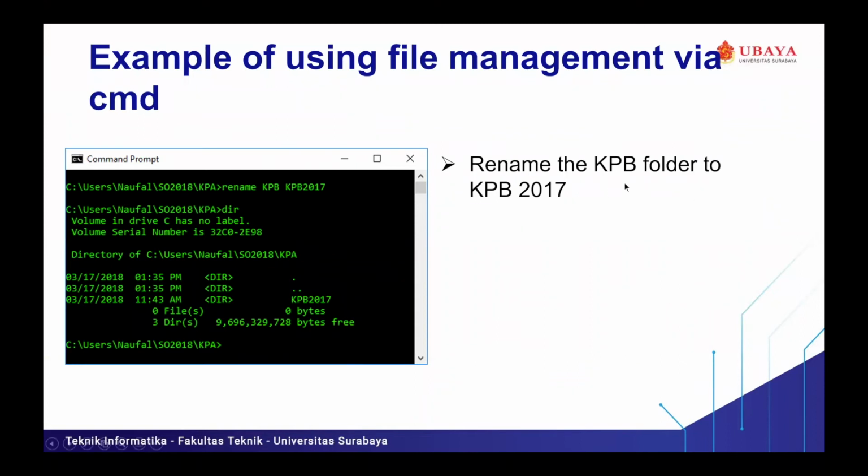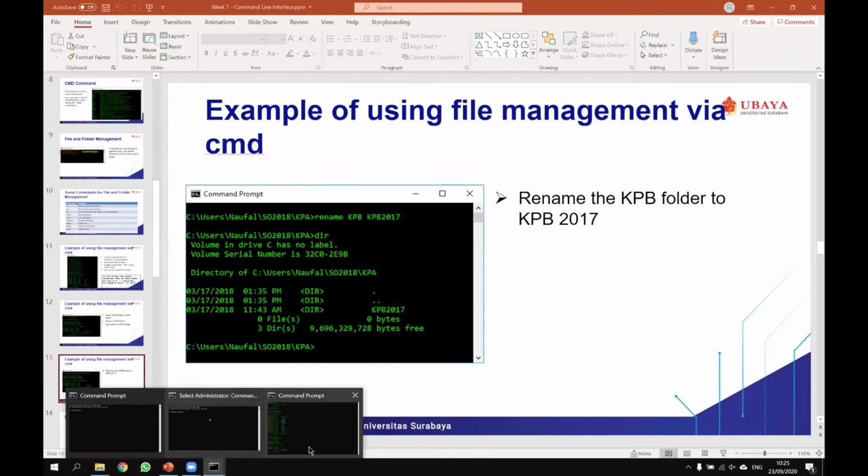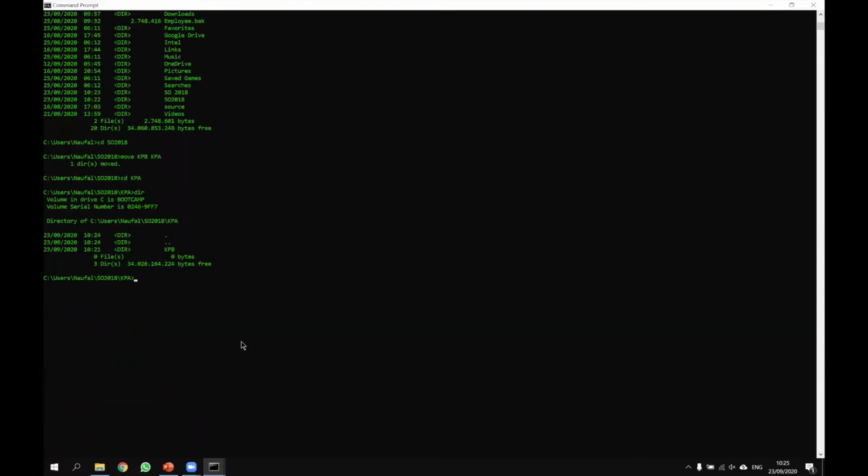And I want to rename the KPP folder to KPP 2017. So we just continue our command inside my CMD. I want to rename KPP into KPP 2017. Okay. So as you can see right here, we have KPP 2017 inside the KPA folder.